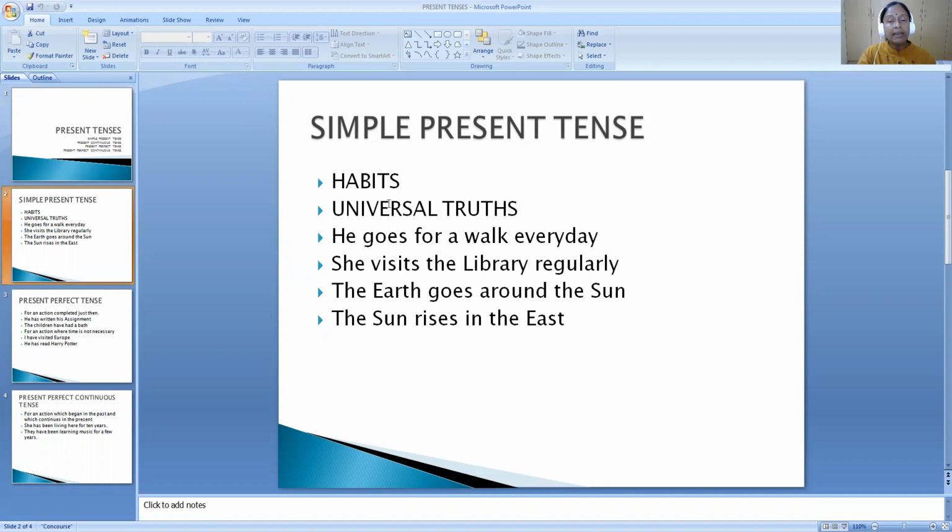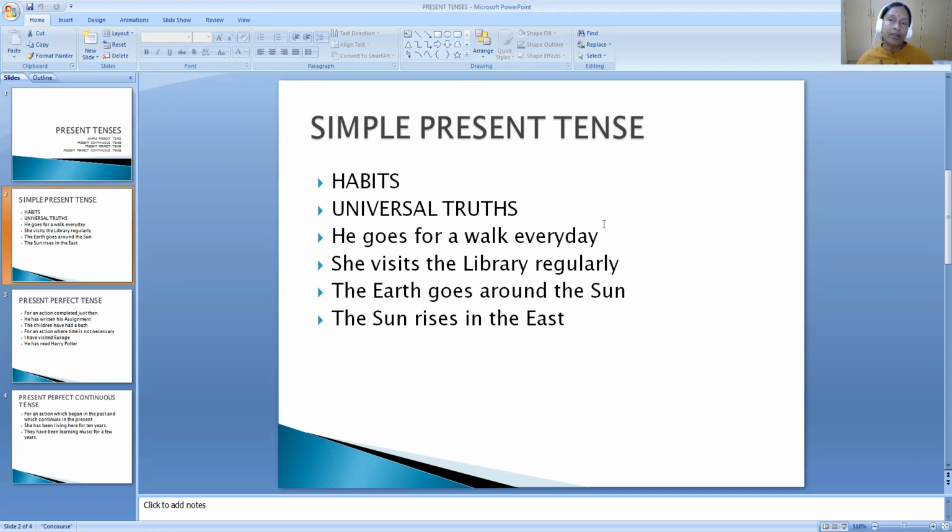So next, let us look at the second part of the simple present tense, which is about universal truths. So universal truths cannot be changed. For example, you cannot say the earth went around the sun. You cannot use the past tense here, definitely. All of us know that. So for universal truths, like the earth goes around the sun, the sun rises in the east, or it could even be as simple as salt is salty or sugar is sweet. For all these, we just use the simple present tense.